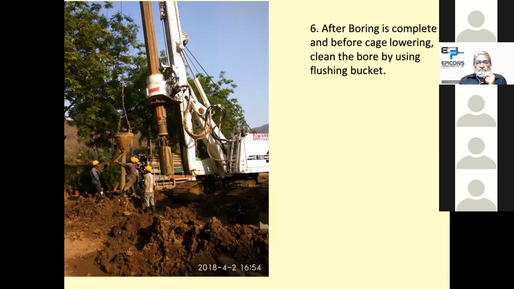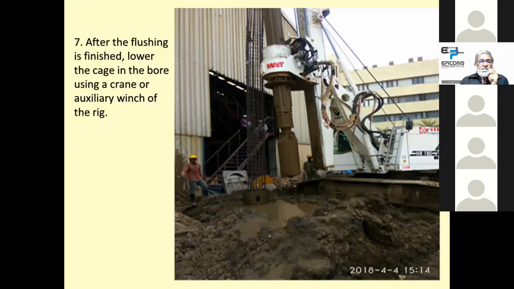Now, after boring is complete, before the cage is lowered, clean the bore by using a flushing bucket. Here you can see the flushing bucket. In the next photograph, you can see clearly how it looks. After the flushing is finished, lower the cage in the bore using a crane or auxiliary winch. This is the reinforcement cage, and in this case it is lowered by auxiliary winch.